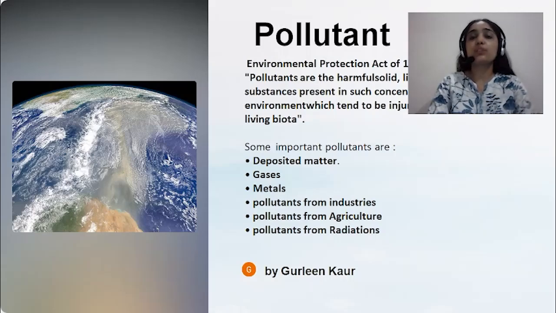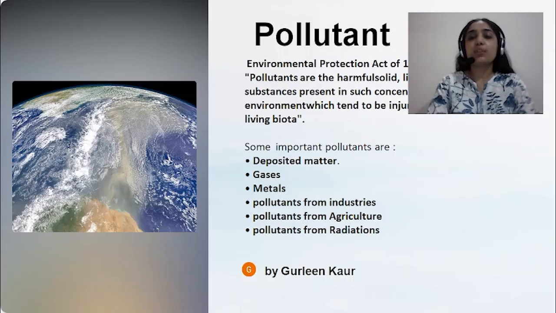First one, according to the Environmental Protection Act 1986, pollutants are harmful solid, liquid or gaseous substances present in such concentration in the environment which tend to be injurious for the whole living biota. So it means that according to the Environmental Protection Act 1986, pollutants are harmful substances in the form of solid, liquid or gaseous, and they can be very injurious for the living biota, or we can say for the whole atmosphere.